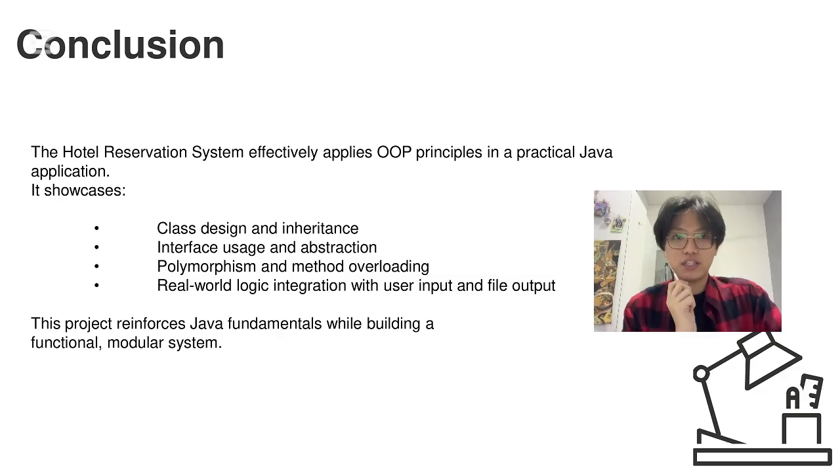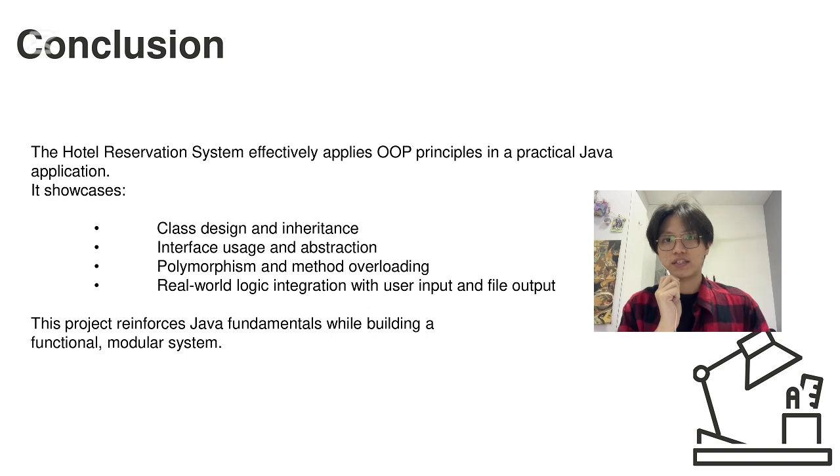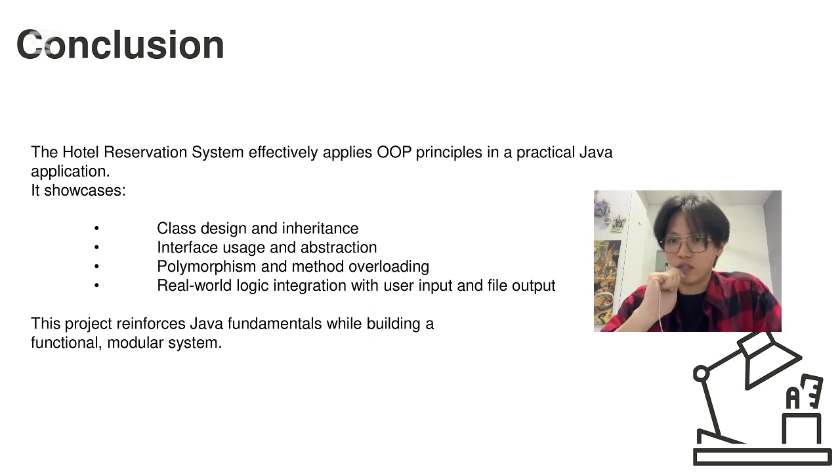So in conclusion, this hotel reservation system effectively applies most of the OOP principles in a practical Java application, such as class design and inheritance, interface usage and abstraction, polymorphism and method overloading, real-world logic integration with user input and file output. And this project reinforces Java fundamentals while building a functional modular system.